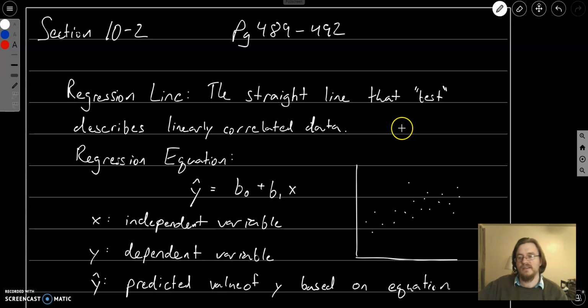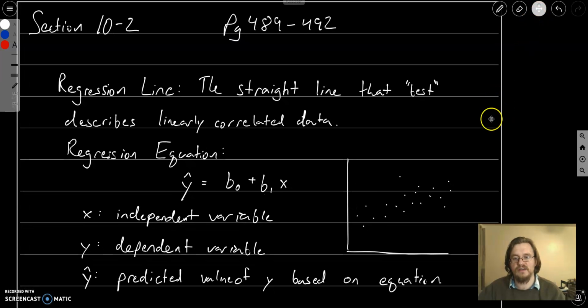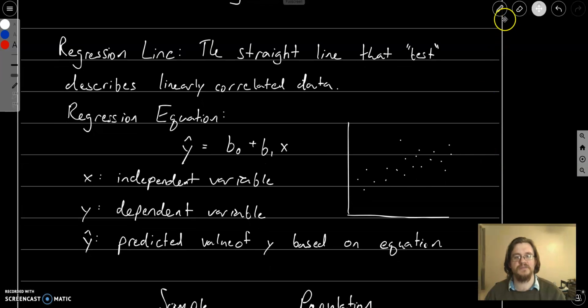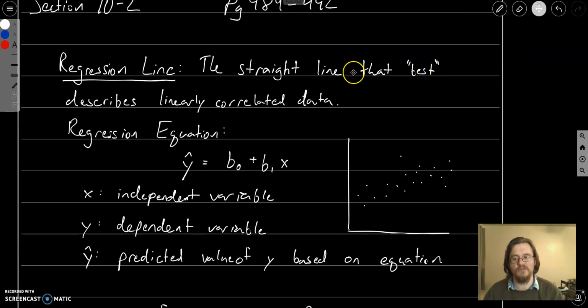Hello and welcome back. In this video we will start section 10.2, which will carry on from last time, looking at linear correlation. And now we will begin to draw lines that describe the linear correlation. So the regression line is the straight line that best describes linearly correlated data. And before I go any further, the regression line is often called the line of best fit.